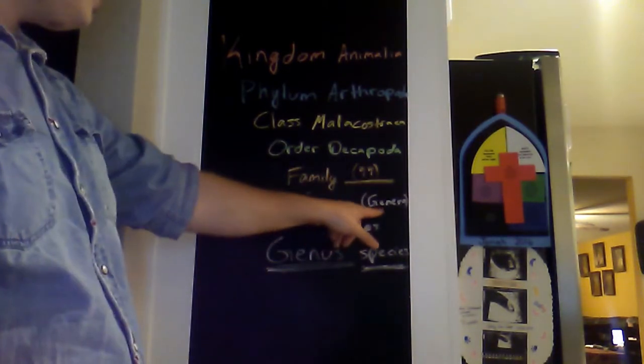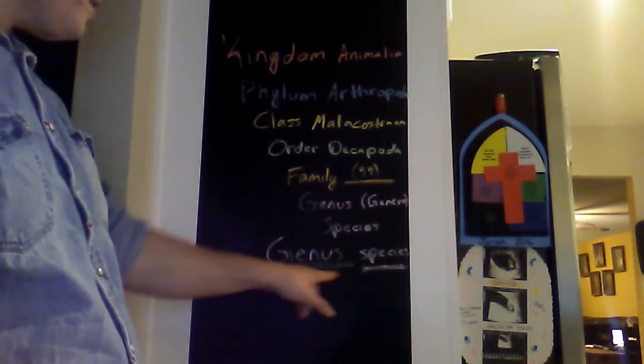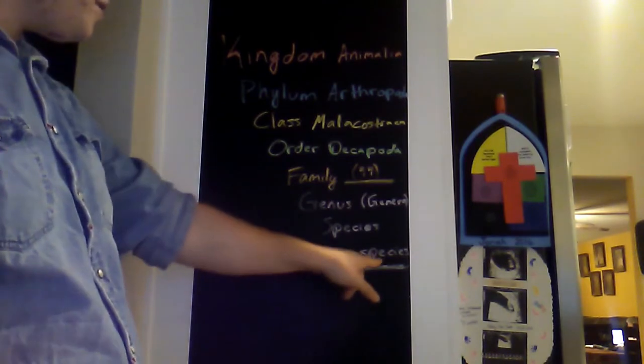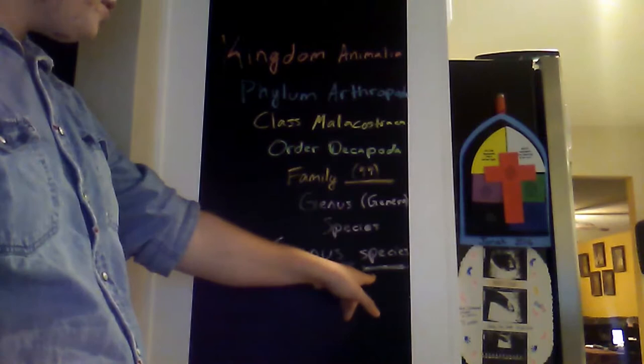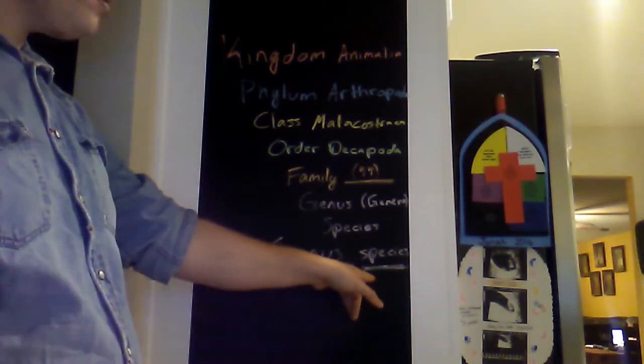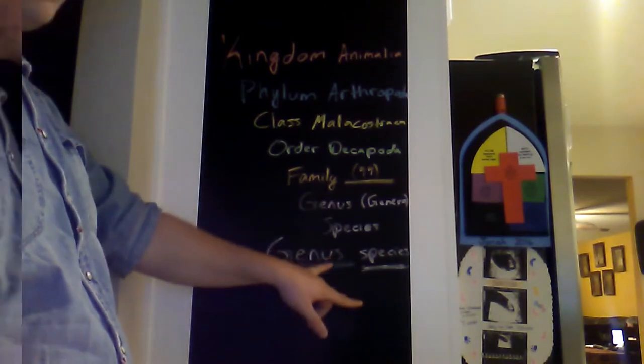The plural of genus is genera. And the species, as you write it, you write the genus and the genus is capitalized, the species is not. They are both either underlined if you're writing by hand or italicized on the computer.